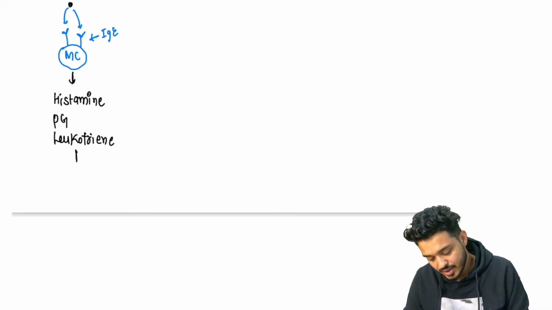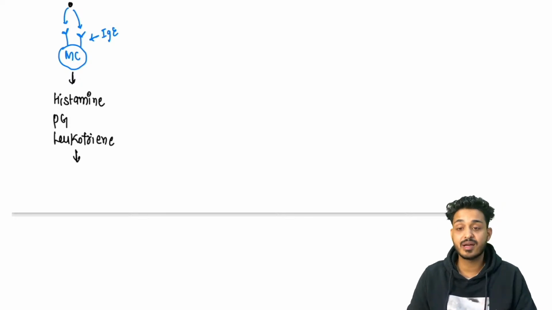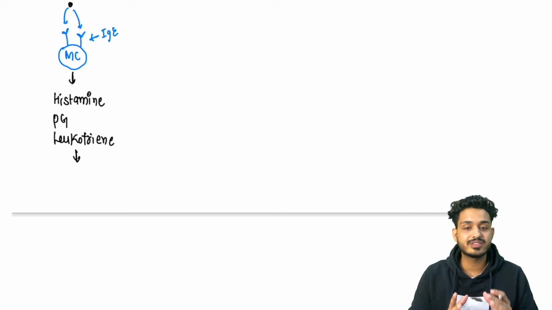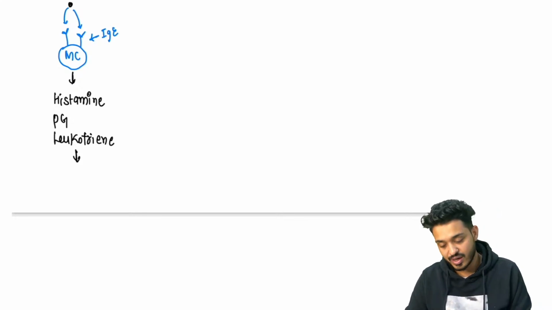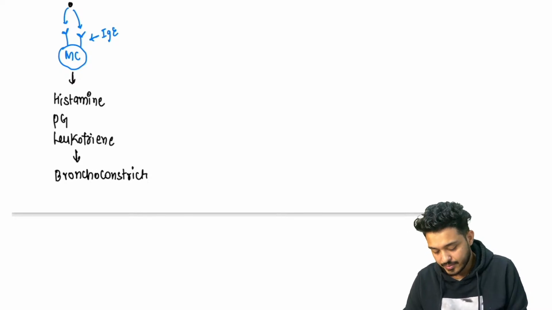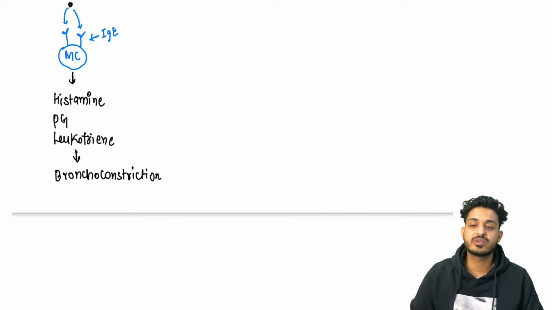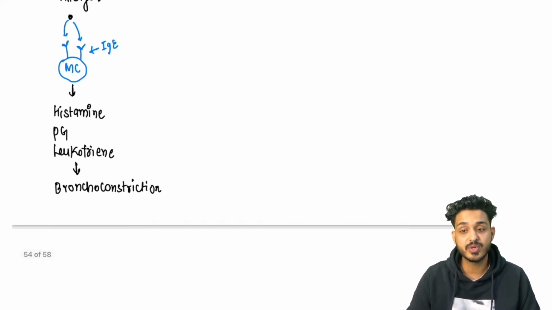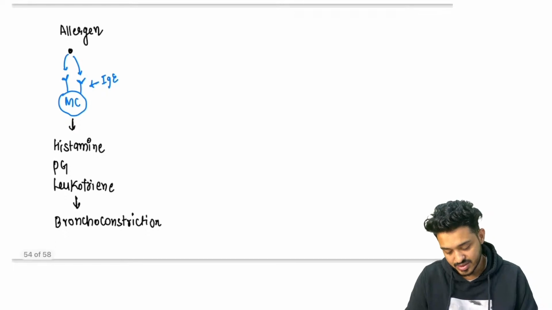And these leukotrienes, we already know, this is your exam question, it is the most potent bronchoconstrictor. If they ask you what is the most potent bronchoconstrictor, your answer will be leukotriene. Most potent bronchoconstrictor is going to be your leukotrienes, right? So this is going to happen.